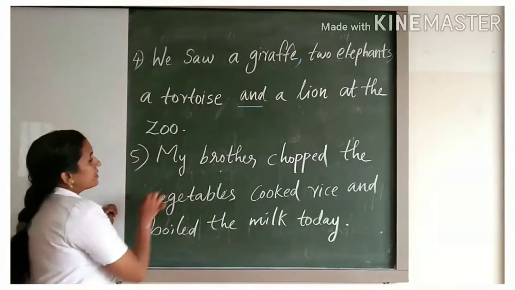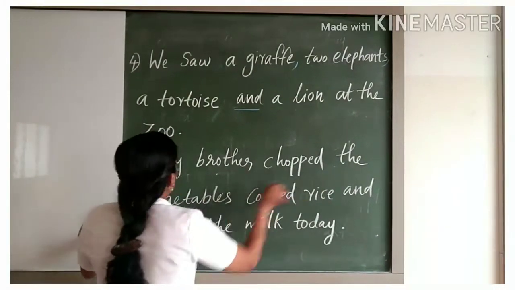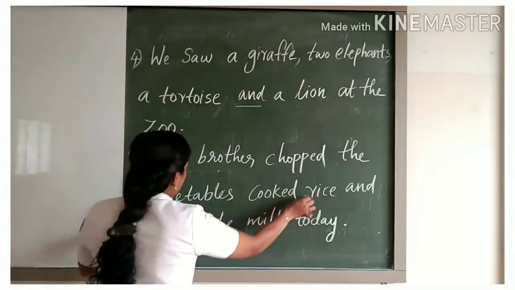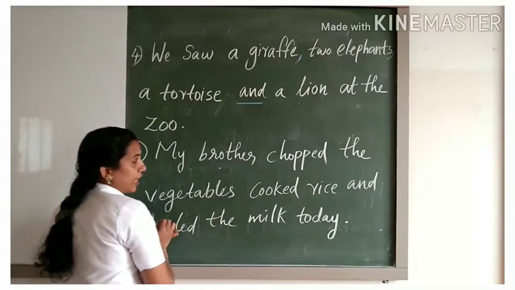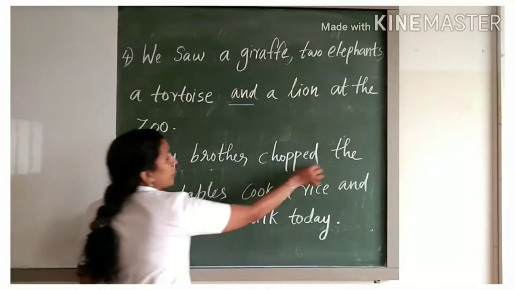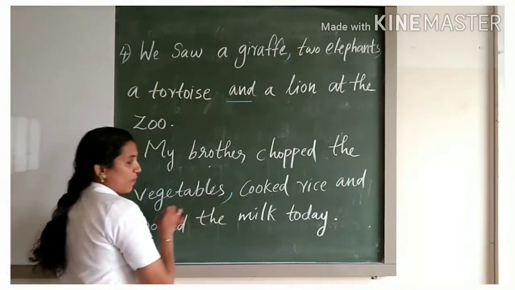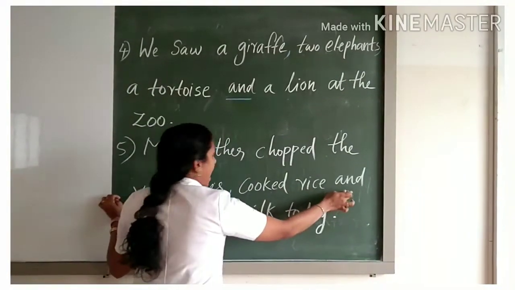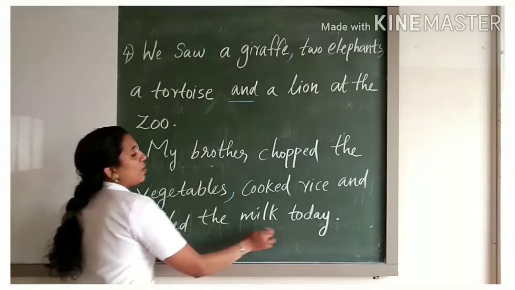Okay? The next sentence: my brother chopped the vegetables, cooked rice and boiled the meat today. My brother chopped the vegetables, comma, cooked rice and boiled the meat today.